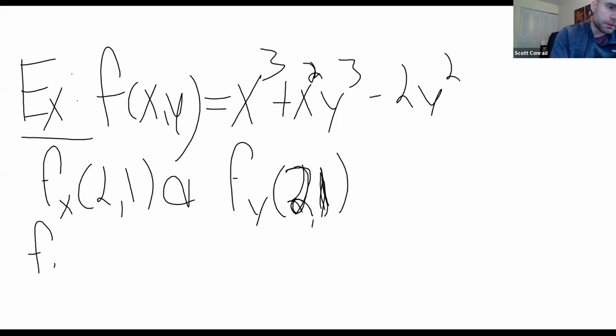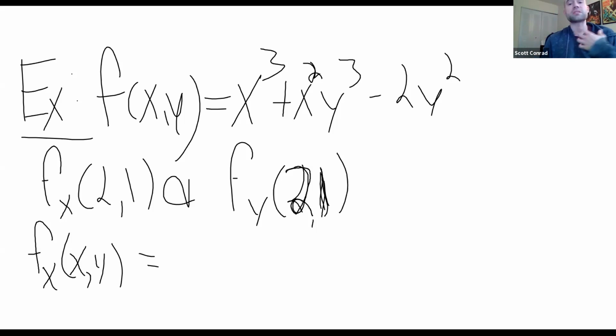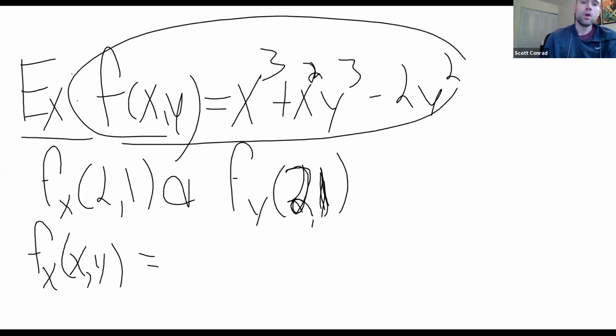Okay, so first step. We want to calculate the partial with respect to x at 2, 1, so we just need to take the partial with respect to x without plugging in 2, 1. So we're looking at this function. Wherever we see y, we're thinking of it as a constant now. So it's just a function of x. We're differentiating with respect to x. What happens to our function?